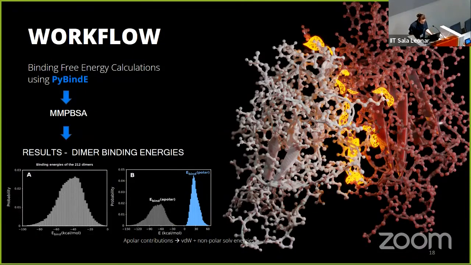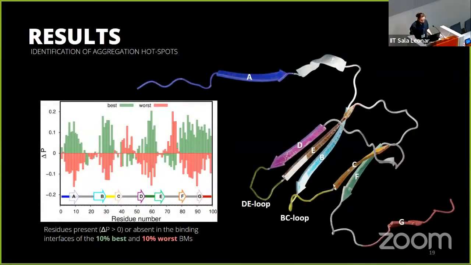With this, we were also able to assess the binding interfaces of the dimers, and in particular, which residues are more likely to populate the interfaces of the dimers with the 10% best and 10% worst binding energies. And we found that the residues that contribute to the 10% best binding energies are typically the ones in the N and C termini, and the ones in the DE and BC loops. This was something we were very happy about, since it's something that matched the literature as well.